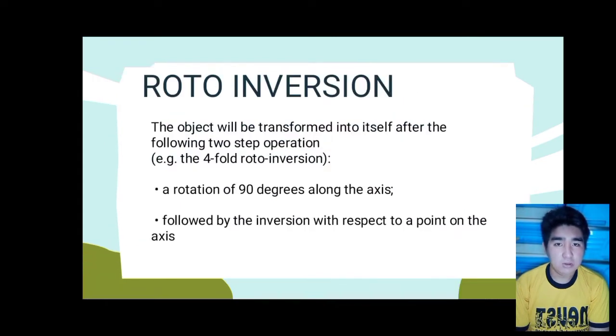The last is the Roto Inversion. The object will be transformed into itself after the following two-step operation. An example is the fourfold Roto Inversion: a rotation of 90 degrees along the axis, followed by the inversion with respect to a point on the axis.